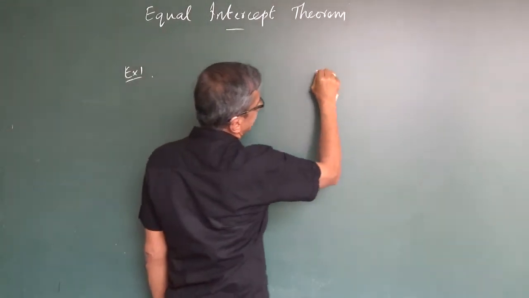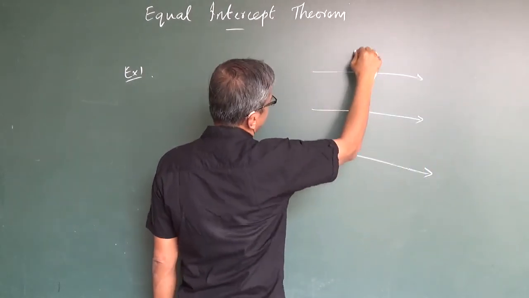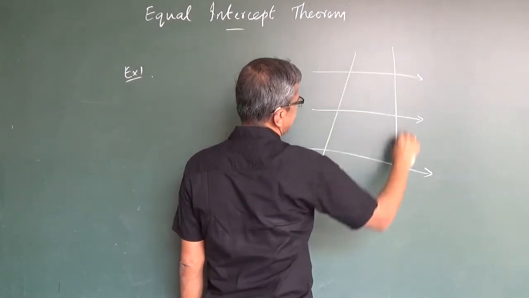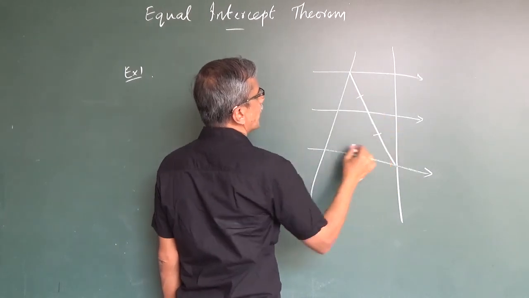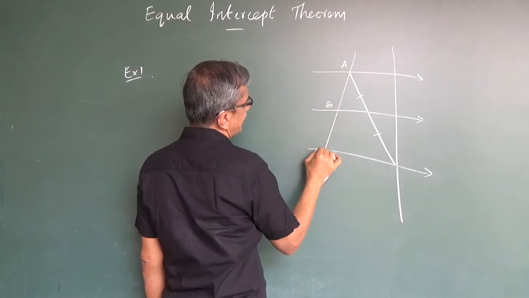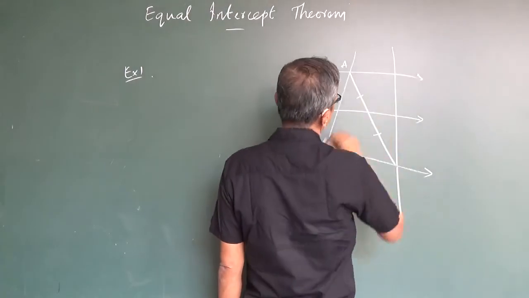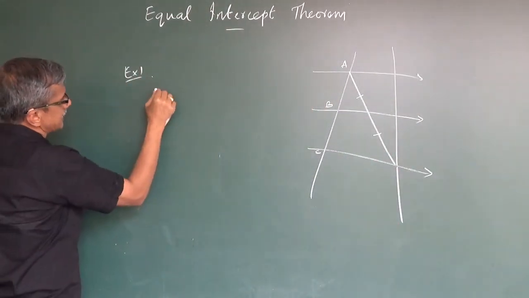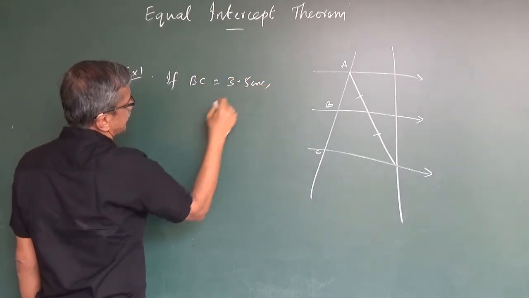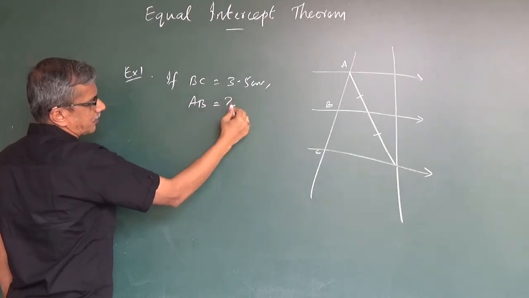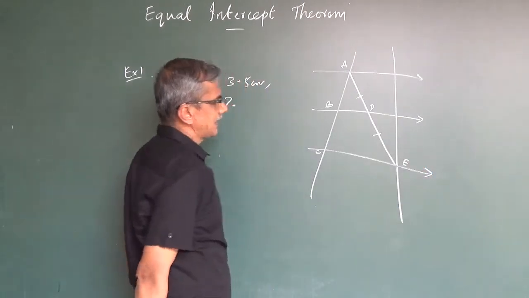One example: let us say these three are parallel lines, and then one transversal is there, and another transversal is like this, and let us say it is given that these two are equal. Now from the diagram, I have to find out what BC is. If BC is 3.5 centimeters, what is AB? The question is asked. So then I can write that this is D and this is E, let us say.